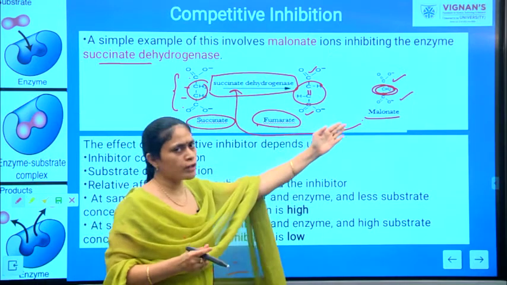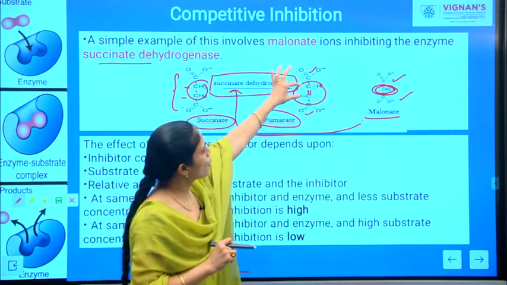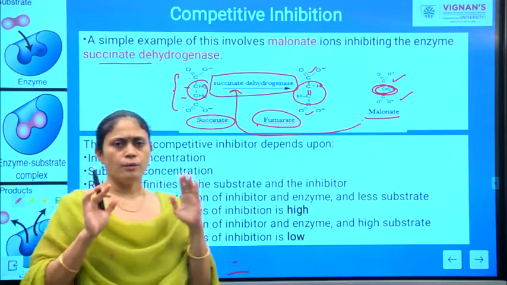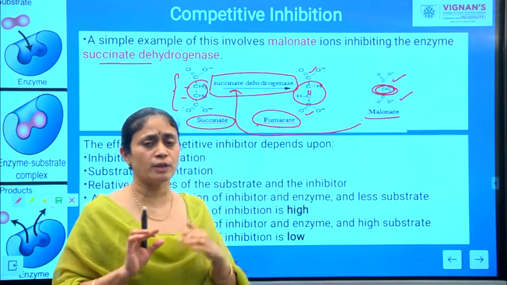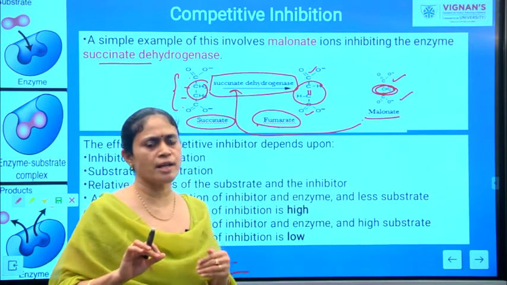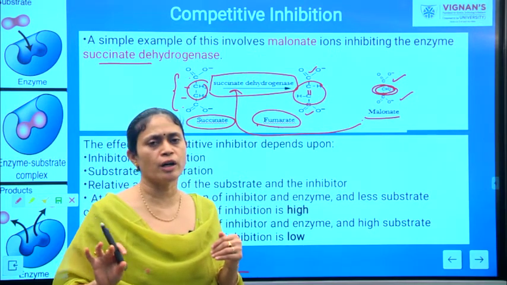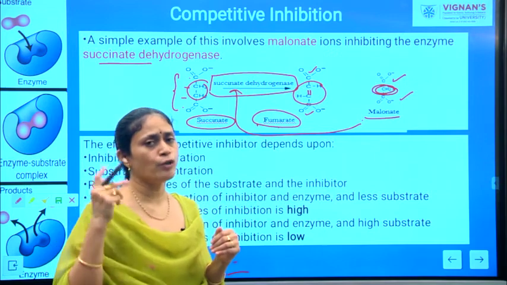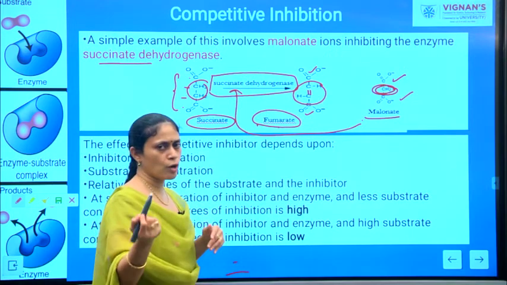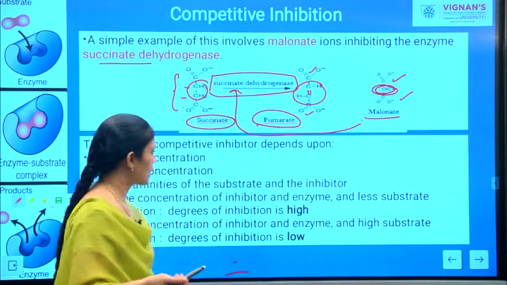Malonate can't go for the generation of a double bond between the two carbon groups present in fumarate. So even though malonate has structural similarity with succinate, it can go and bind to the succinate dehydrogenase active site, but it can't go for the production of fumarate because of the lack of carbon groups in the center. It is in deficit of one carbon group and it can't form the double bond between the two carbon groups.